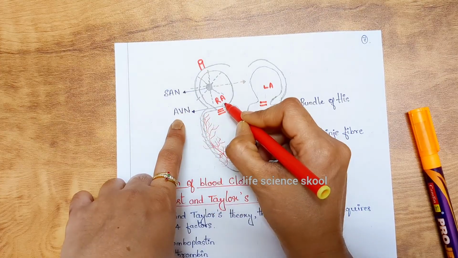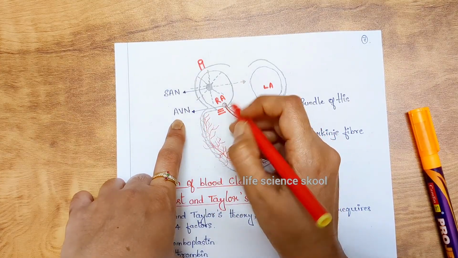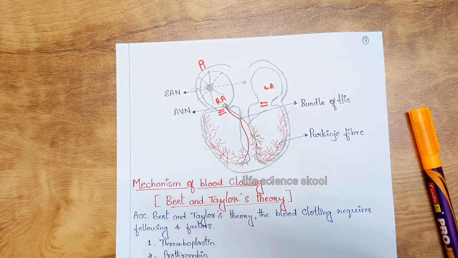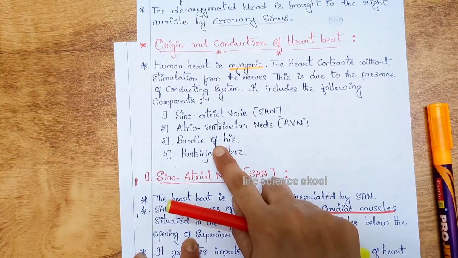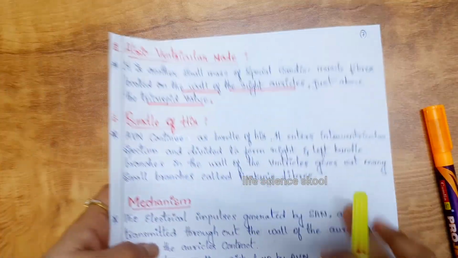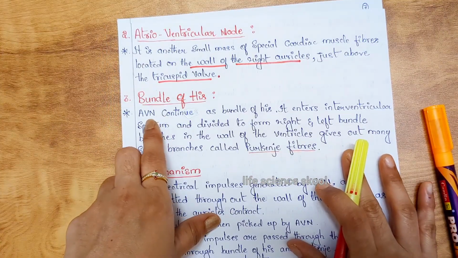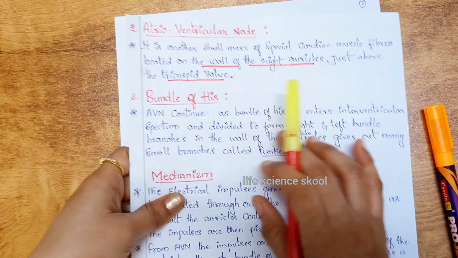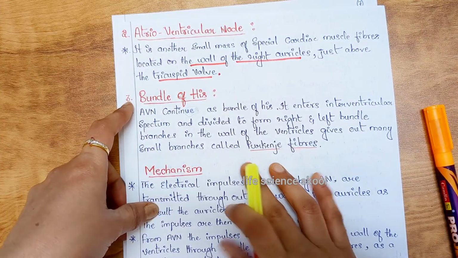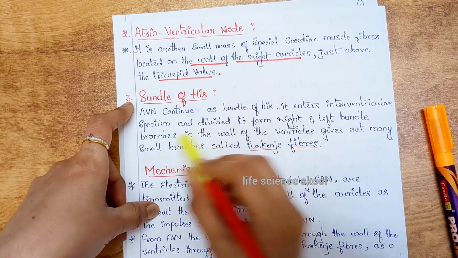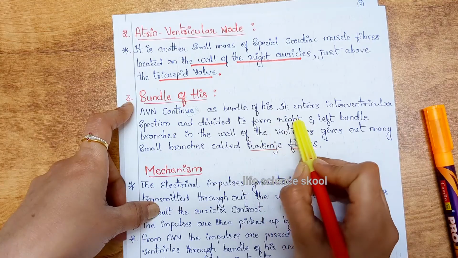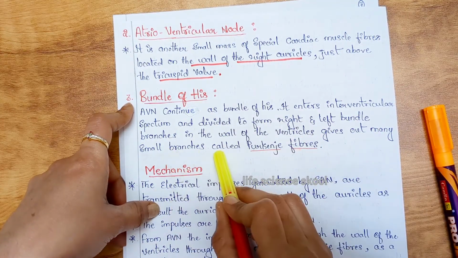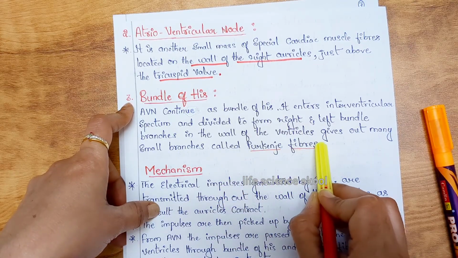What is this AVN? It is a small mass of special cardiac muscle fiber. Now, which is the next part? The next part is the bundle of His. This atrioventricular node continues as the bundle of His. It enters the interventricular septum and divides to form right and left bundle branches. In the wall of the ventricles, it gives out many small branches called Purkinje fibers. This is the fourth one, right?